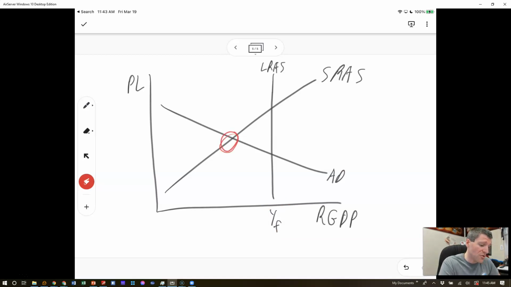Anytime the intersection is over here, this intersection between SRAS and aggregate demand shows where we currently are. So anytime it's to the left of LRAS, to the left of full employment, that indicates we are producing beneath our full employment capacity. Typically that means we are in a recession. So this intersection to the left means we are currently in a recession.